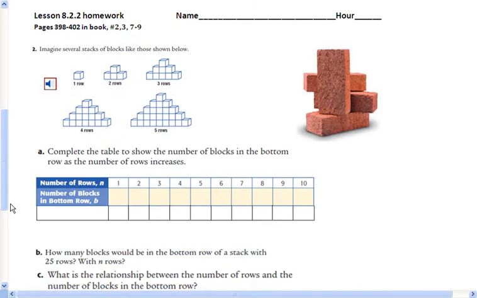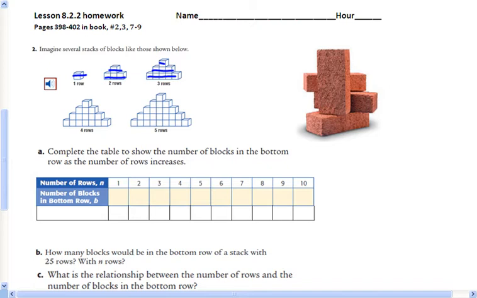So here's the problem we're going to look at. Imagine several stacks of blocks like the one shown below. So this one has one row. Now rows are going this way. This one has 2 rows. This one has 3 rows, 4 rows, and so on. Complete the table to show the number of blocks in the bottom row as the number increases.